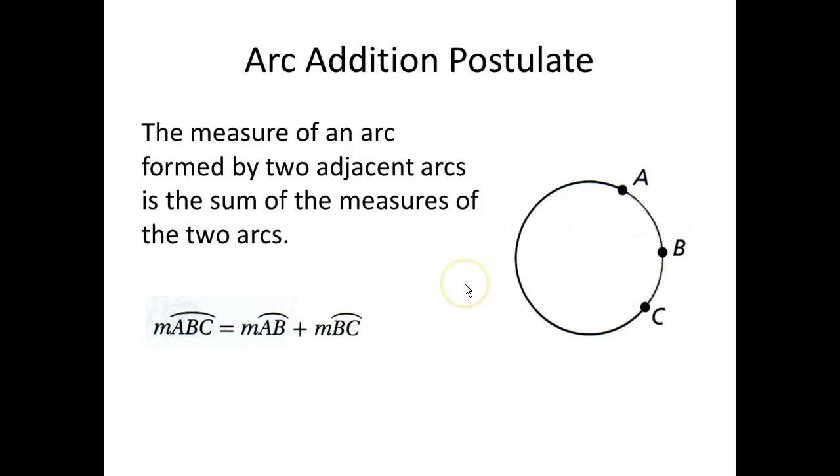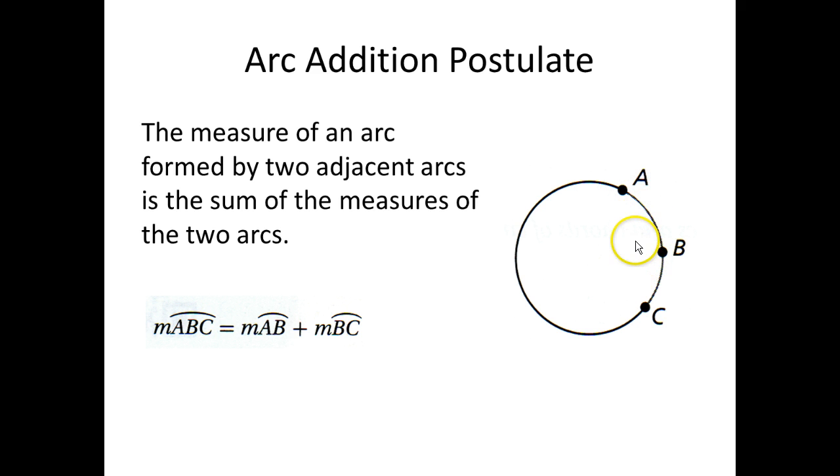Okay, we also have something called the arc addition postulate, which pretty much makes sense. You would like to think that the measure of arc AB plus the measure of arc BC is equal to the measure of the arc AC. Or sorry, arc ABC we would call it here. Arc ABC. So we adopt this as a postulate.